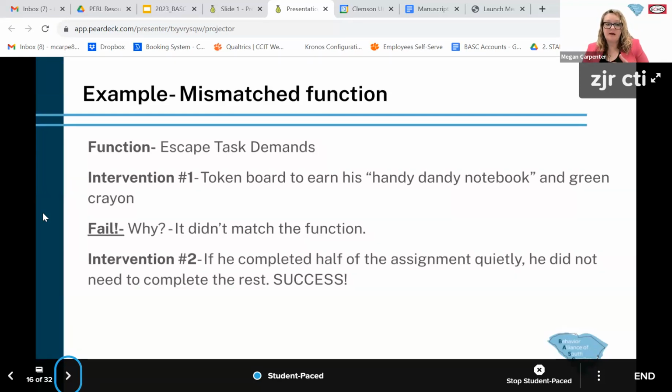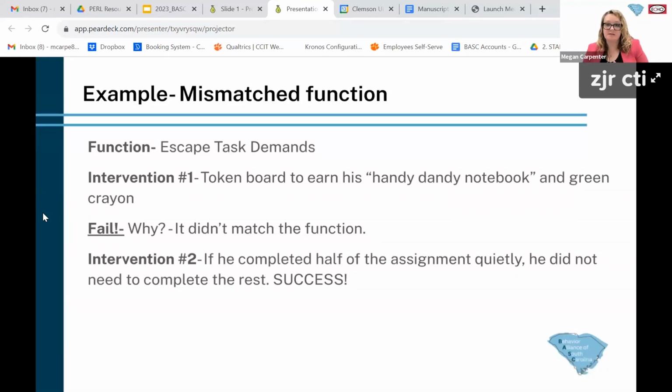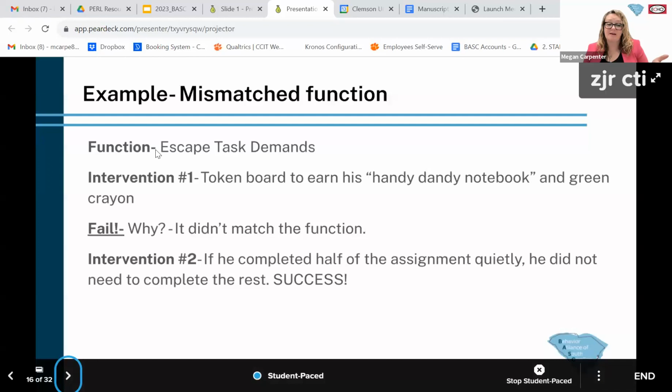After taking data, I realized that the function was to escape task demands. So I set up a little token board where he earned a token for completing each problem, and he got his handy dandy notebook and his green crayon, which were his two favorite things to play with during free time. But this didn't really work for Aiden because I didn't consider the function of his behavior when determining that reinforcer. It's something he liked, but the function of his behavior was to escape task demands, so I needed to align the function to what the task demands were.